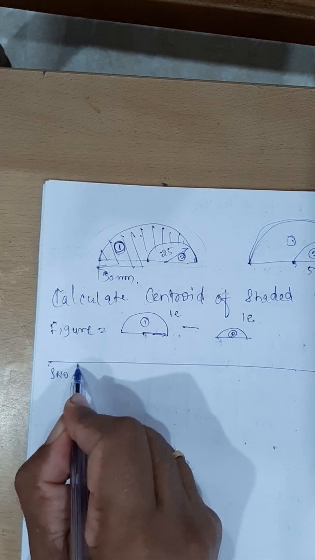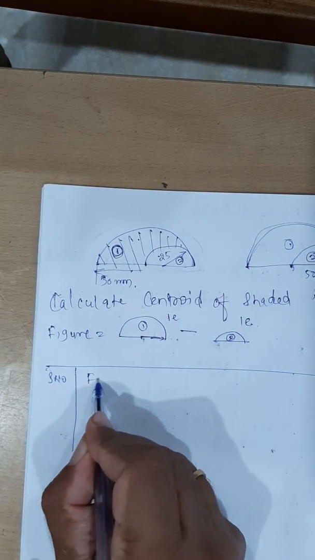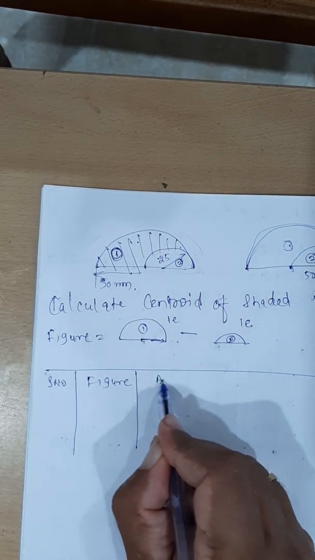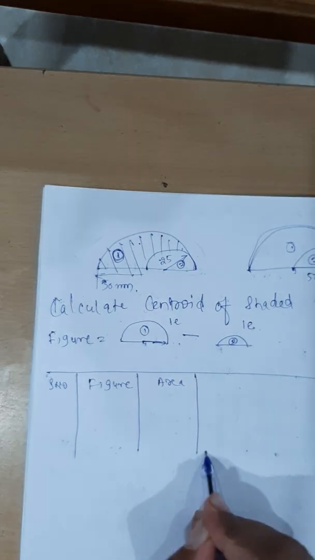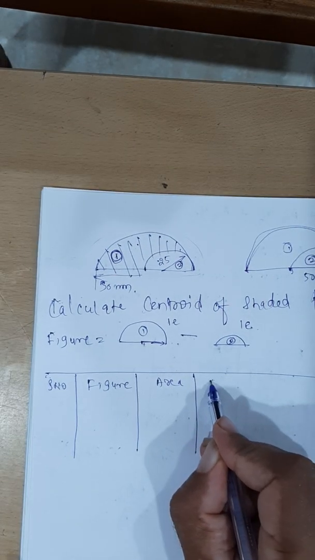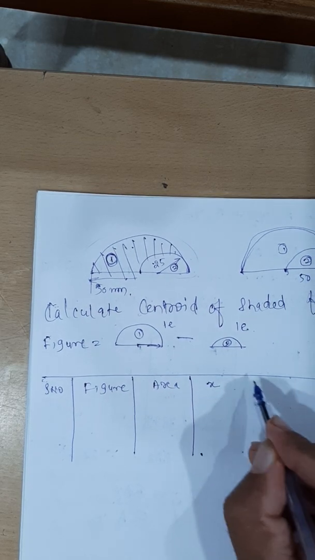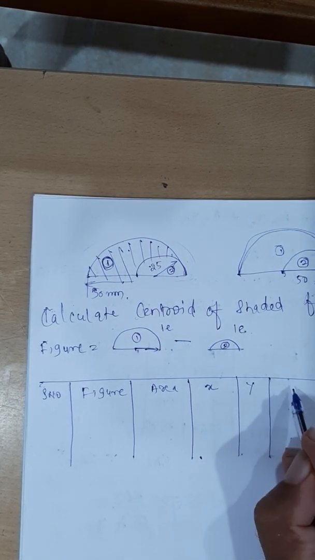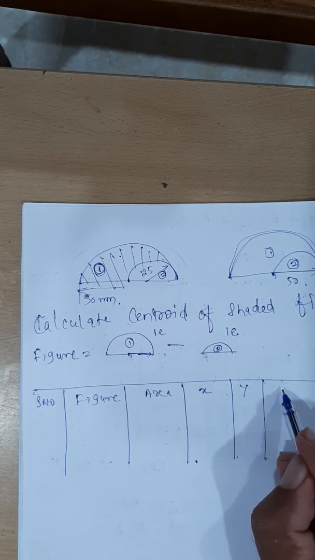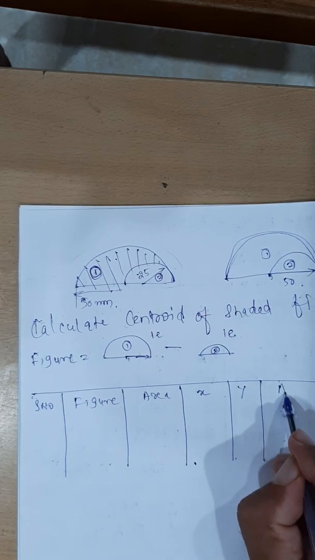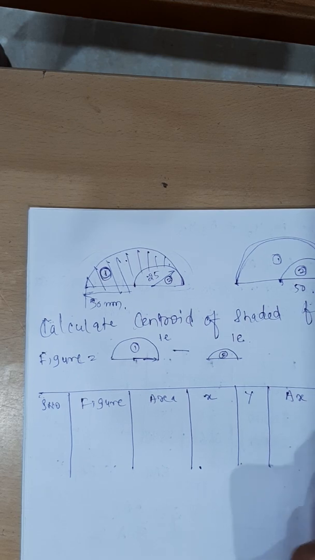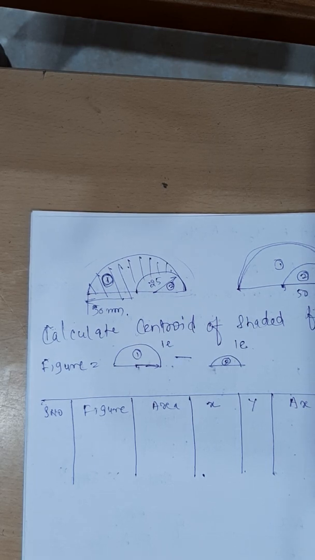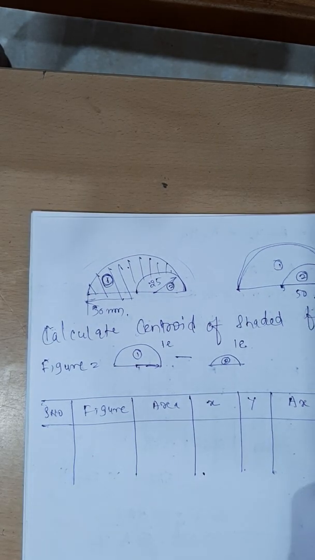What all do I need to put in the table? Serial number. What was that figure? Next, the area of the figure. Next, the x value of that figure, and the y value of the figure. Then comes Ax and Ay. So tabulate the result.